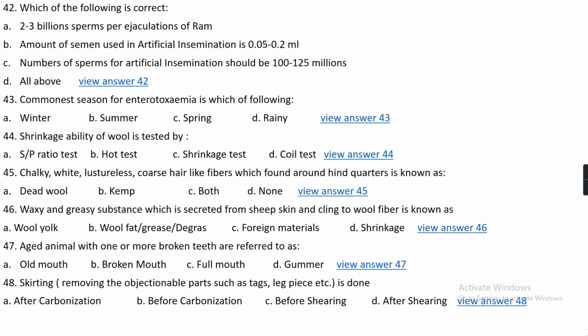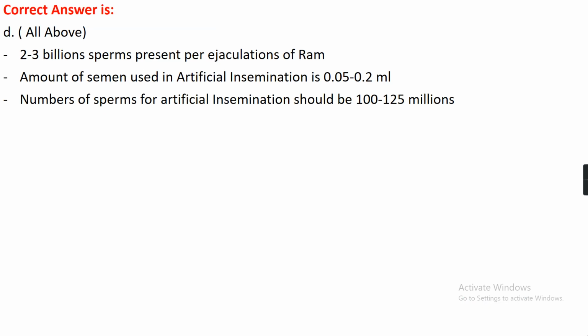Question number 42. Which of the following is correct? Option A, 2-3 billion sperm per ejaculation of ram. Or option B, amount of semen used in artificial insemination is 0.05 to 0.2 ml. Option C, number of sperm for artificial insemination should be 100 to 125 million. Or option D, all above. The right answer is, that is, all above.